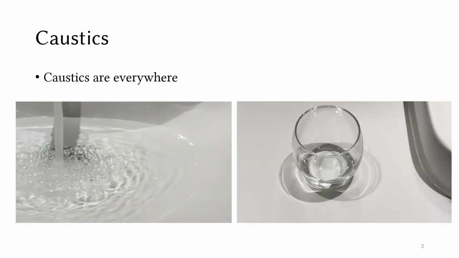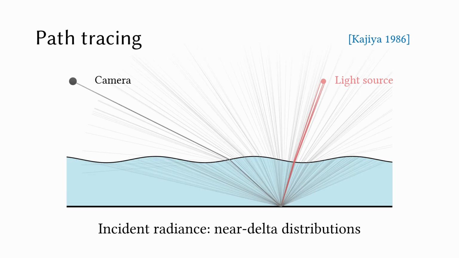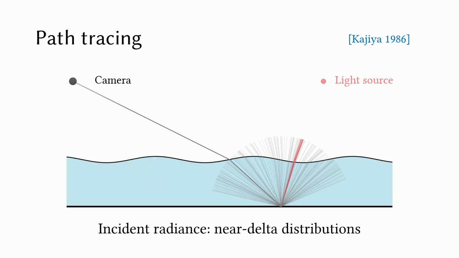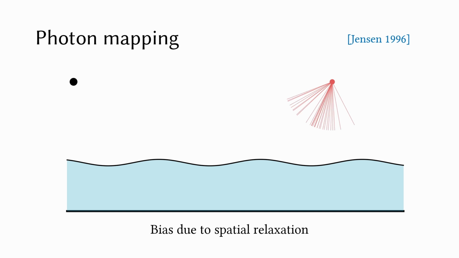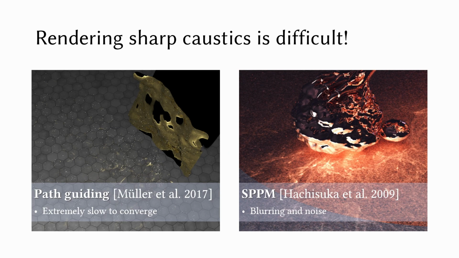For example, when we use standard path tracing, we will find it hard for the paths to connect to the small light sources. It is because the incident radiance field at the ground shading point is a near delta distribution, which is hard to sample or fit. So traditionally, we introduce some spatial relaxation like photon mapping. However, this usually leads to visible bias. Therefore, rendering sharp caustics is difficult because we always suffer from slow convergence, blurring, and noise.